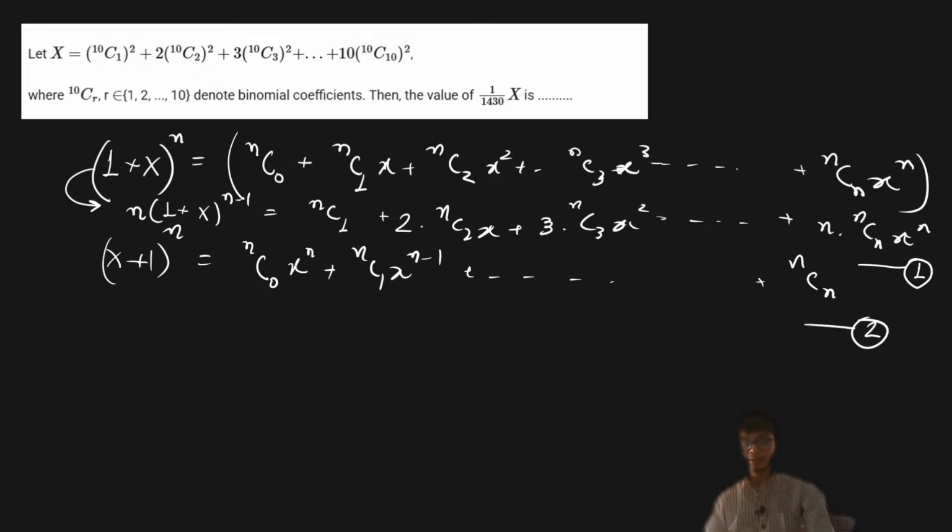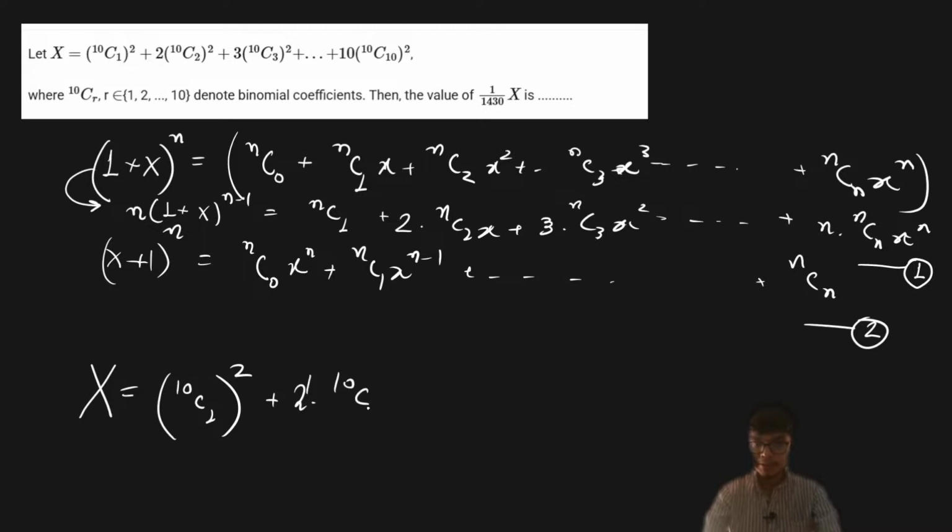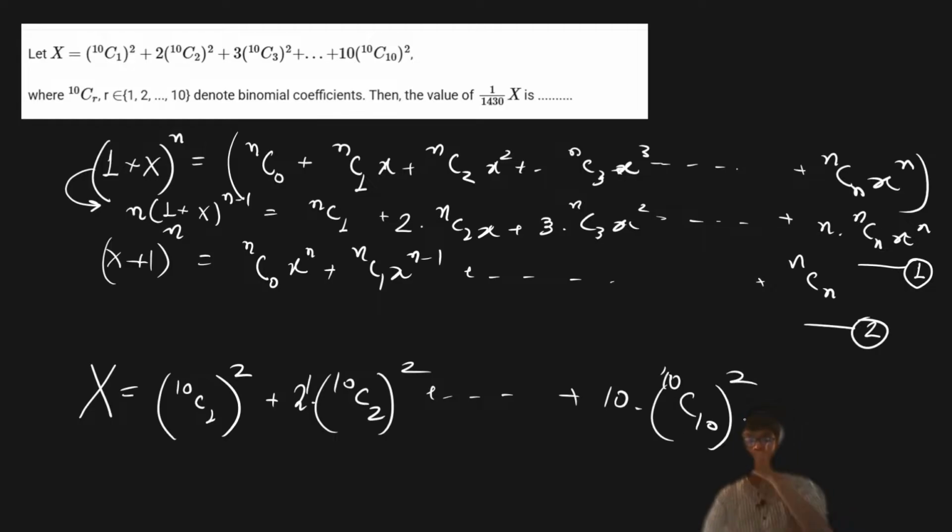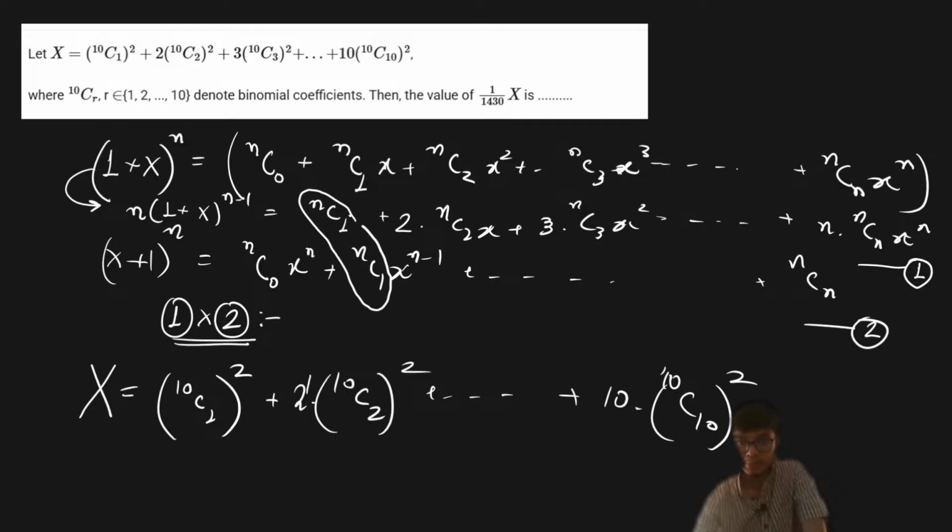Now let me observe what the required summation is. The required summation, capital X, is given as (nC1)² + 2 times (nC2)² and so on up to 10 times (nC10)². In order to find the summation, what I observe is that if I multiply the first equation and the second equation, and from this multiplication find the coefficient of x^(n-1), then I will be able to generate terms like (nC1)².